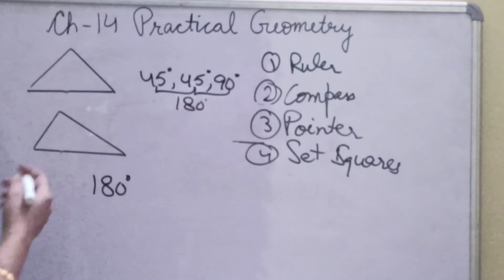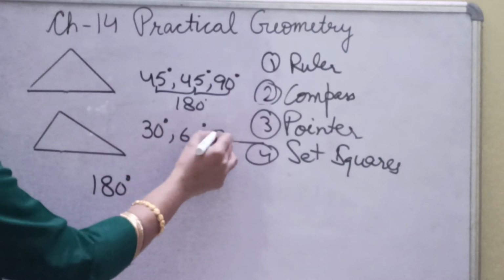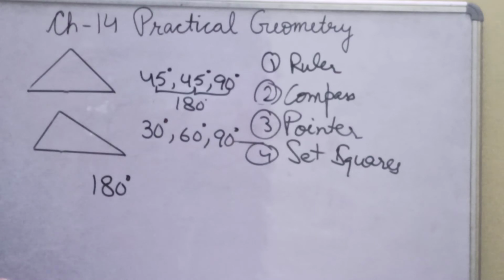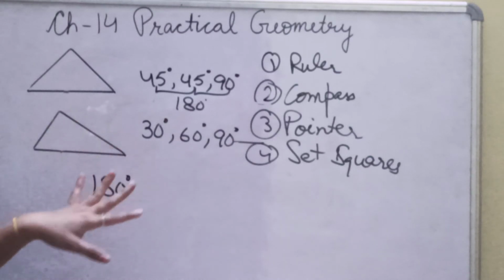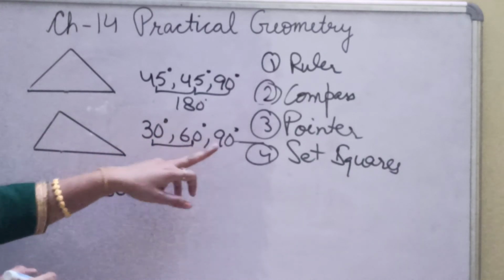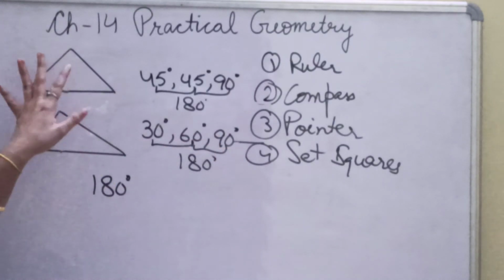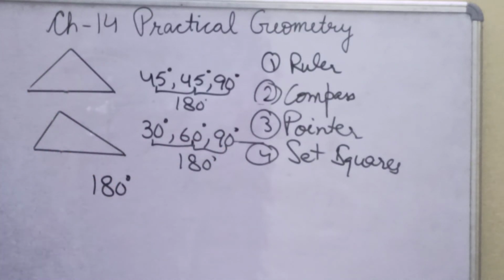For the second one, we have angles 30 degrees, 60 degrees and 90 degrees. When we are using the second one, the angles are of this much measurement. So 30 plus 60 is 90, plus 90, again 180 degrees. So these two set squares satisfy the condition for a triangle completely. These are the measurements of the two set squares you have in your geometry box.